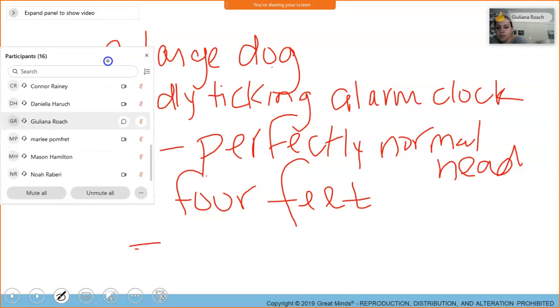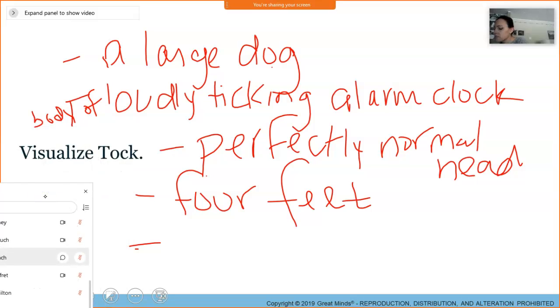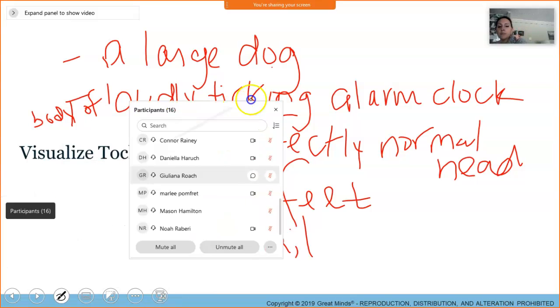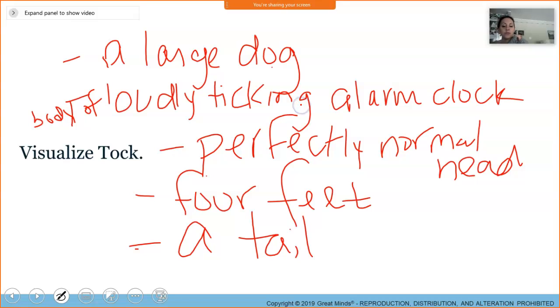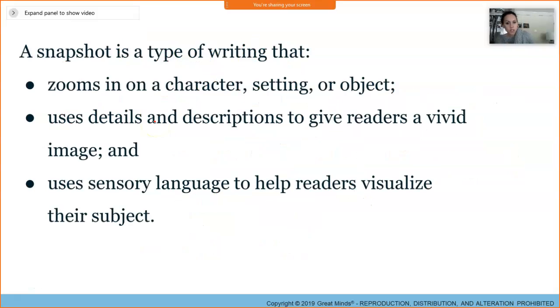Somebody I've not heard from. Noah, can you give me the last thing? A tail. Yep, a tail. So we know that Tock is a big dog. He's a large dog. He's got the body of a loudly ticking alarm clock. He's got a perfectly normal head. He's got 4 feet and he has a tail. So that's how the author described Tock so that we were able to visualize him in our minds as we were reading. Okay?